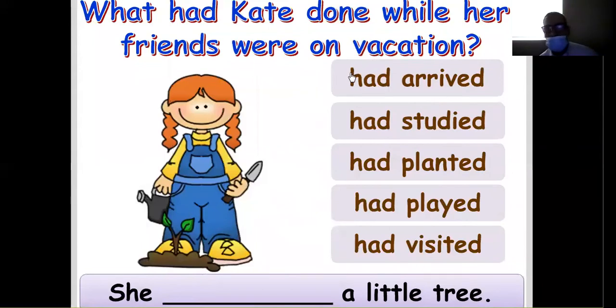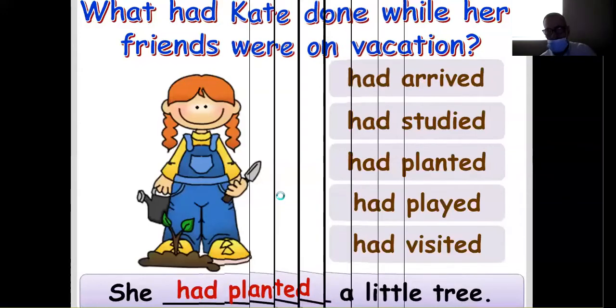What had Kate done while her friends were on vacation? She had arrived. This is very simple. Had and the past participle, just to remember the form of the verb. The aim of the exercise is to put in your mind that the form is had and what? Past participle. Had arrived, had studied, had planted. Of course, had planted. Good, as it's seen in the pictures here.